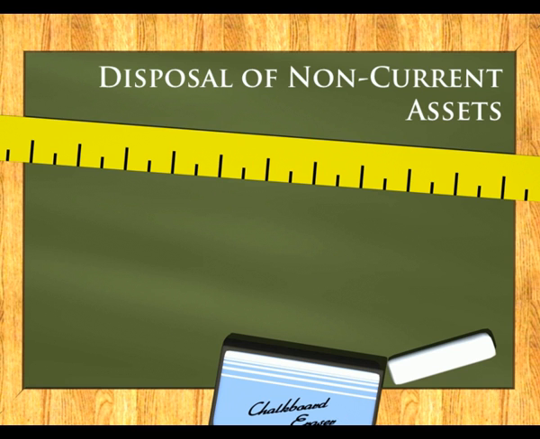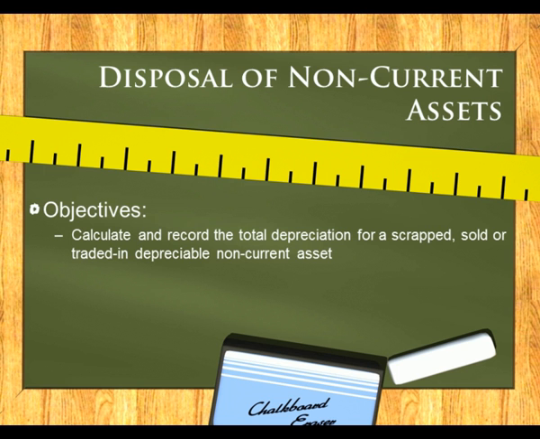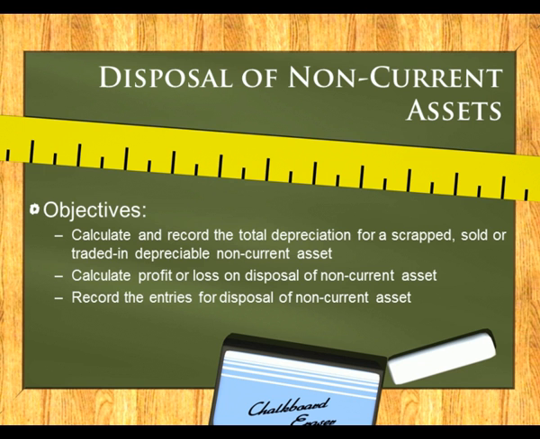Welcome to the learning unit dealing with the disposal of non-current assets. Our objectives for this learning unit are to calculate and record the total depreciation for a scrapped, sold or traded in depreciable non-current asset, to calculate profit or loss on the disposal of the non-current asset, and lastly to record the entries for the disposal of the non-current asset.